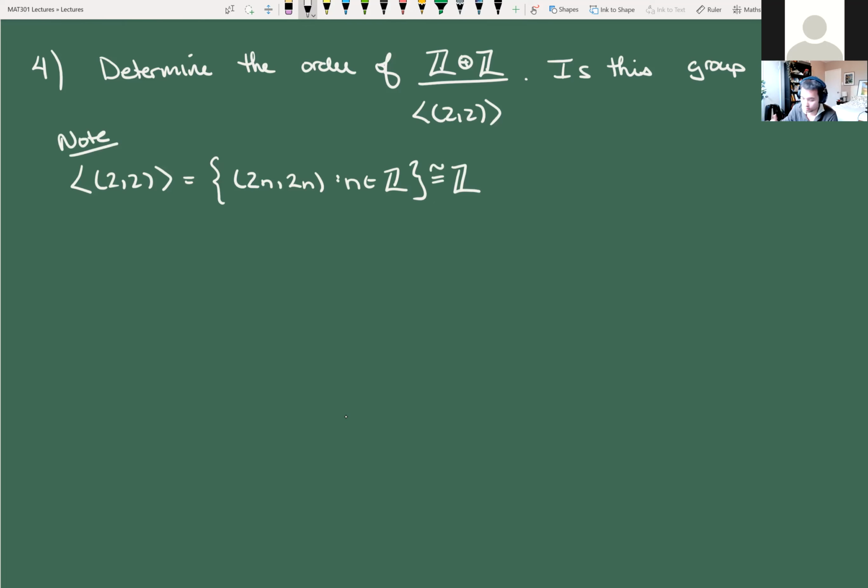However, Z plus Z mod 2,2 is not isomorphic to Z. I'm just going to tell you that now. Even though in this case the thing that we've quotiented by is isomorphic to Z, the quotient itself is not Z. So we have to be a little bit careful about that. This question says, first of all, determine the order, and then determine whether the group is cyclic. Let's give that a shot.